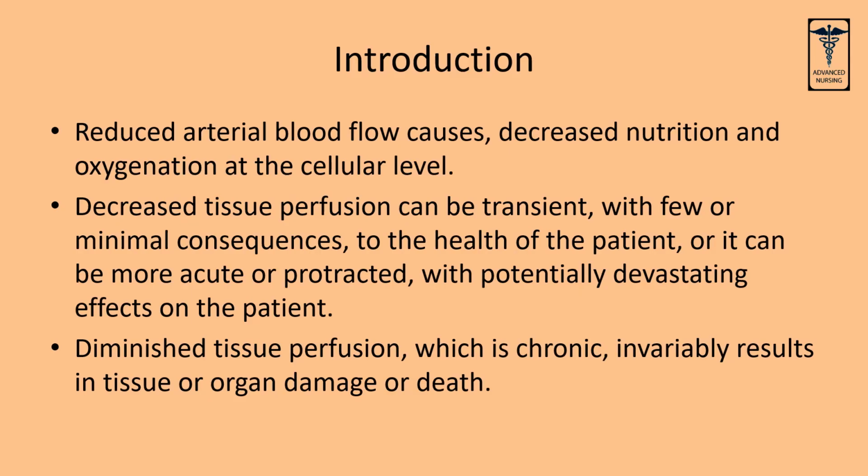Reduced arterial blood flow causes decreased nutrition and oxygenation at the cellular level. Decreased tissue perfusion can be transient, with few or minimal consequences to the health of the patient, or it can be more acute or protracted, with potentially devastating effects on the patient. Diminished tissue perfusion, which is chronic, invariably results in tissue or organ damage or death.